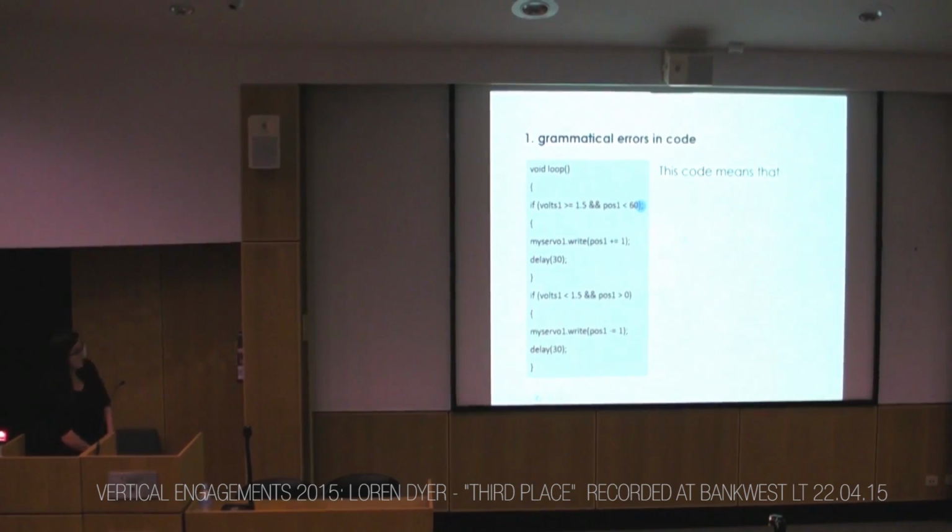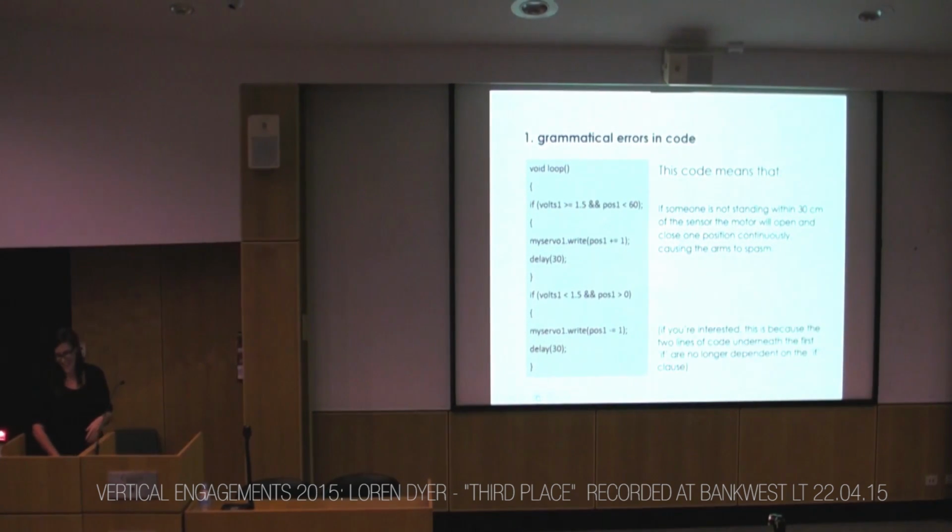But if we add a semicolon here, this code means that if somebody's standing within 30 centimetres of the sensor, then it will continuously open and close one position and look like it's having a bit of a fit. If you're interested, this is because the two lines, the action below that first if clause, which the computer is trying to decide whether it's true or false, are no longer dependent on it. But that's probably not of much interest to you unless you do this stuff yourself.